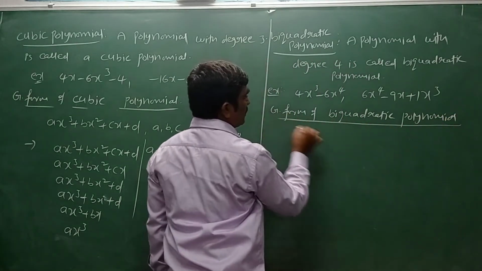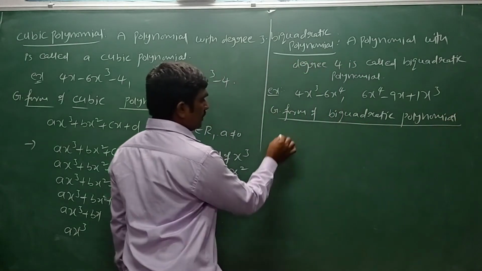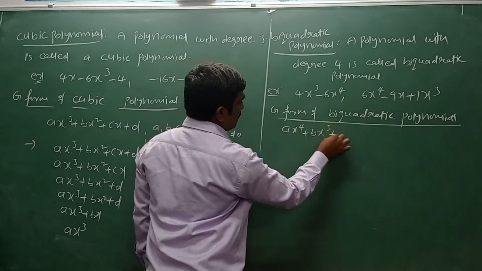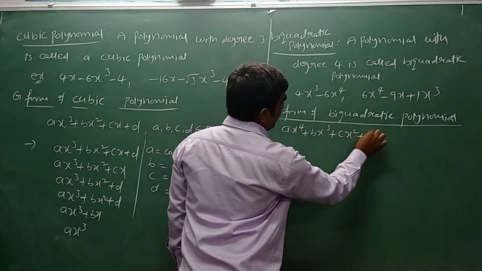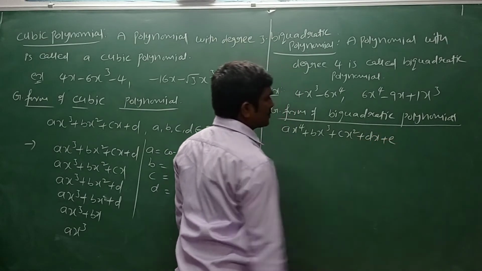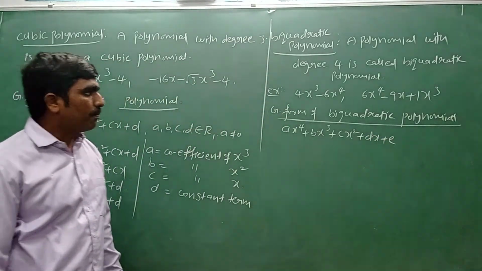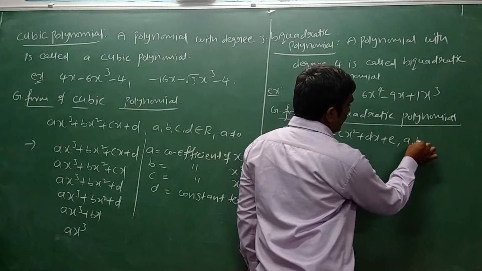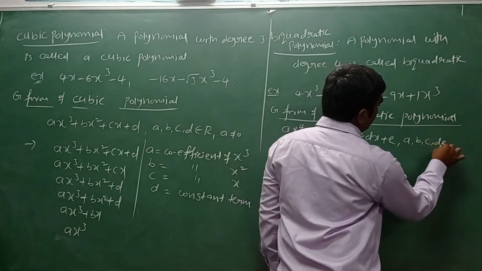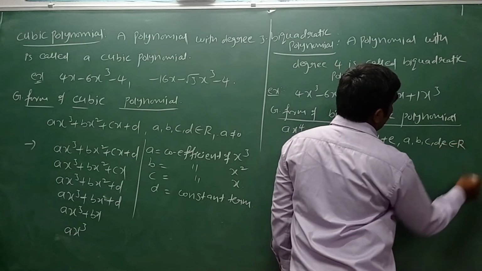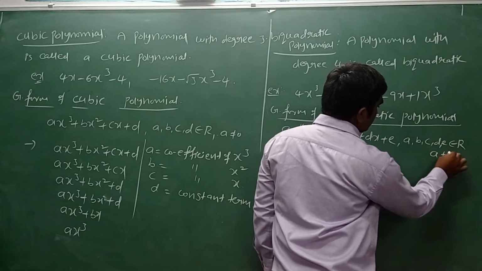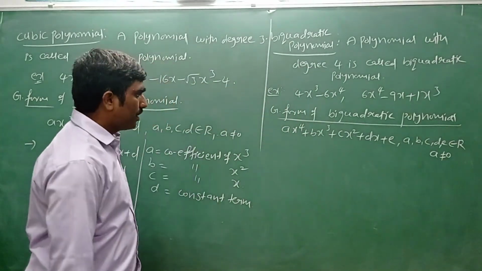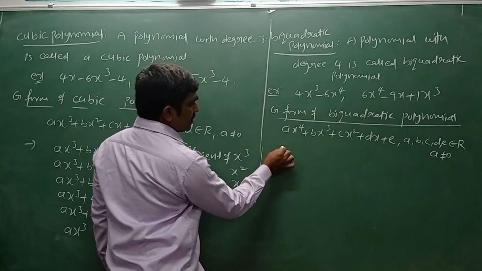So what is the general form of biquadratic polynomial now? ax power 4 plus bx cube plus cx square plus dx plus e. It is called the general form of biquadratic polynomial, where the values of a, b, c, d, e belong to real numbers, and the a value is other than 0. We can take any real number for the others.